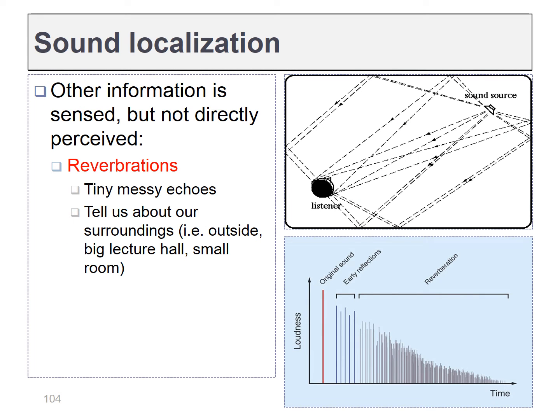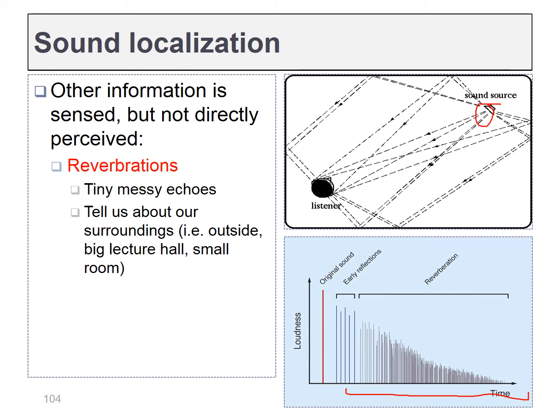More goes into localization, though, than just the phase. For instance, we can tell when something is happening far away versus right up close. I could be whispering to you right up close, and even if I was quiet, you would know that I was really close to you. So the distance that a sound is coming from isn't just about its volume, but it's also about these tiny little echoes.